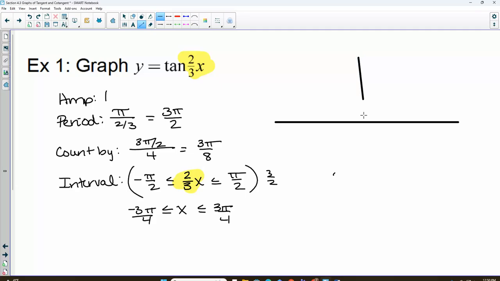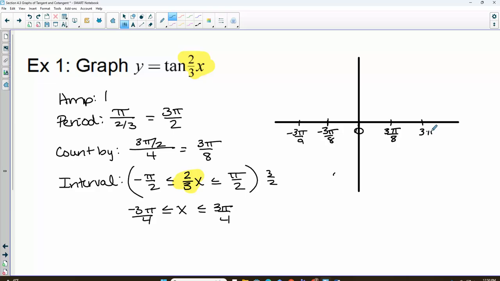So if I'm graphing tangent, my first point is negative 3 pi over 4. Okay, if I add my count by, plus 3 over 8, so we've talked about using a calculator, or you can think negative 6 over 8 plus 3 over 8 is negative 3 over 8. So negative 3 pi over 8. Plus 3 pi over 8 is 0. Plus 3 pi over 8. Plus 3 pi over 8, 6 pi over 8, or 3 pi over 4. So again, we have 5 total points, just like before.